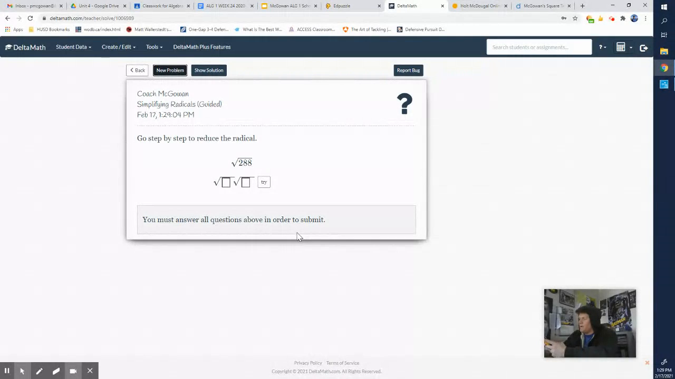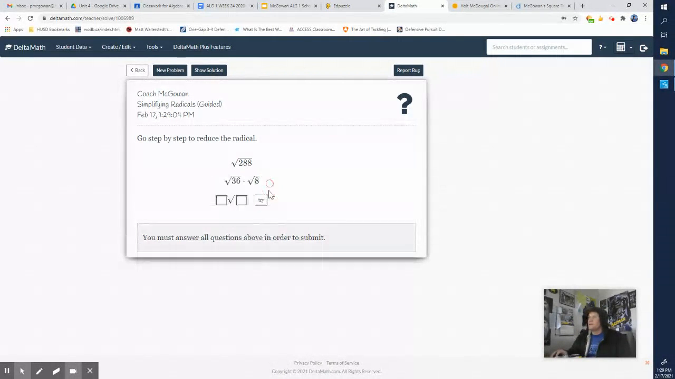288 divided by 81? Because 81 is 9 times 9. Ooh, not clean. What about 288 divided by 64? Because that's 8 times 8. That's close. We get 4.5 though, not clean. What about 288 divided by 49? 7 times 7. No good. 288 divided by 36, 6 times 6. We got an answer. So I go 36, and it was times 8. Gets me 288. Hit try.